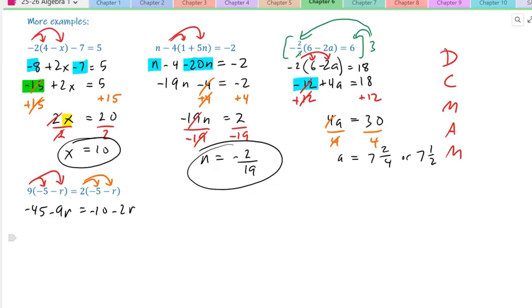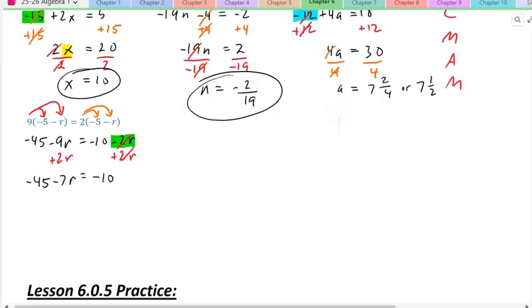So now I'm going to move my variables from one side to the other. I see that I have a variable over here that needs to be moved to the other side. So I have to add 2r because it's minus 2r. Add 2r. Those cancel out on that side. And so now I have negative 45. Negative 9r plus 2r is negative 7r equals negative 10 because those canceled out.